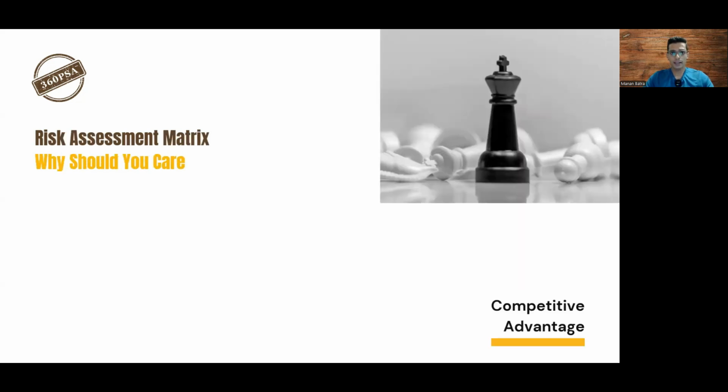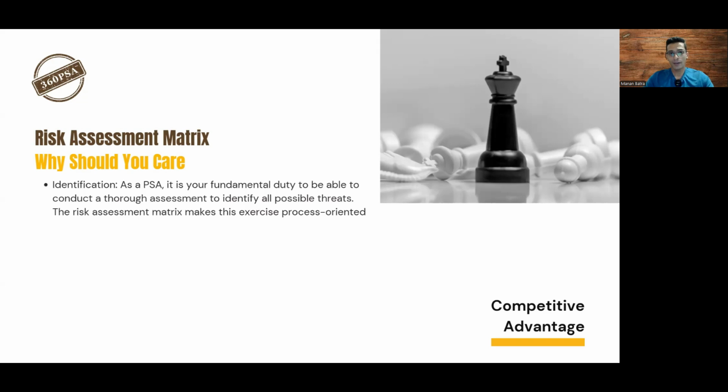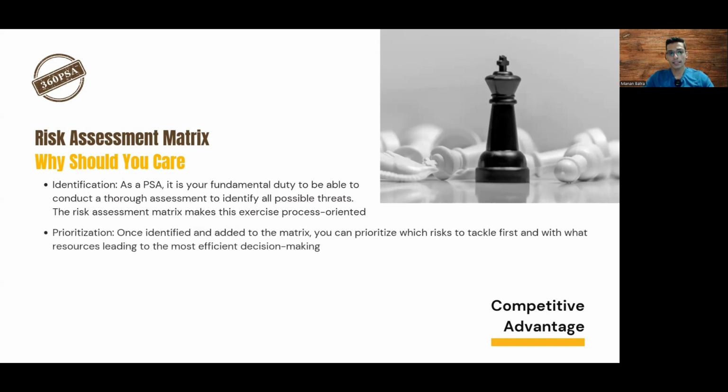Now, why should you care, right? I have elaborated on the pros of why risk assessment matrix is such a powerful tool. I'll just summarize again, right? One is identification. As a PSA, a risk assessment matrix will give you the process orientation to seamlessly and very logically organize the threats that you have identified and the risks that you have calculated. Second is prioritization. As we have already seen, a risk assessment matrix lets you prioritize in terms of which risk to tackle first and which risk to tackle later, and with what kind of resources, the magnitude of resources, right?